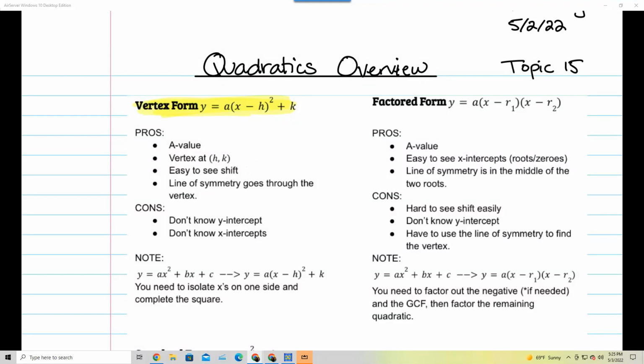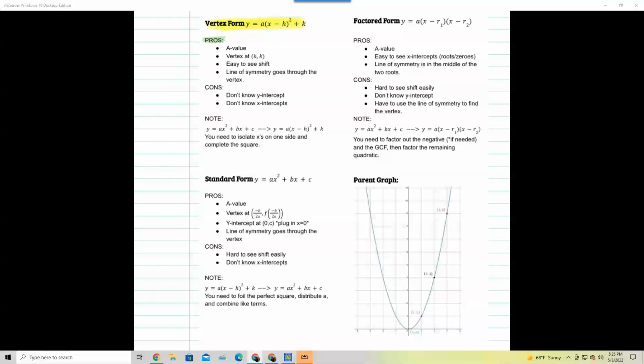The line of symmetry always goes through the vertex. So once you get your vertex, then you should know where the line of symmetry is. So those are all the pros of having something in vertex form. But most importantly, you can see the shift and you know exactly where the vertex is at, okay? Some of the cons is it doesn't tell you the y-intercept and it doesn't tell you the x-intercept. So these are some of the things that are not so good. Let me go ahead and highlight that. These are your pros and these are your cons.